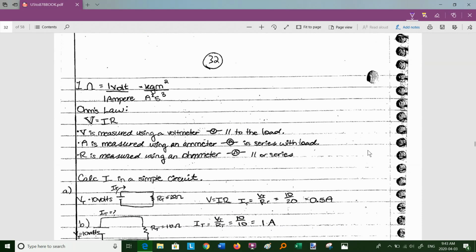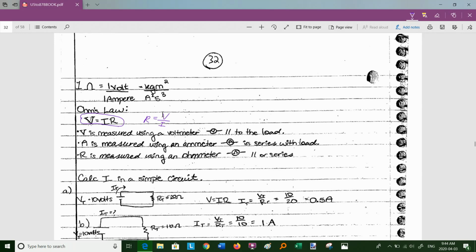Okay, so let's look at this law associated with this guy Ohm on page 32. An ohm, by definition, is a volt per meter, and if you want to go into the base SI units, it's kilogram meter squared per ampere squared seconds cubed. Okay, so that is an ohm. And Ohm's law says that the voltage is the current times the resistance. So the resistance is the voltage over the current.